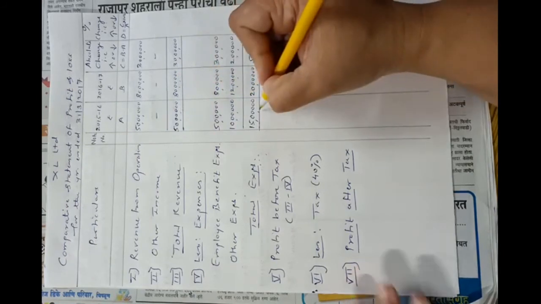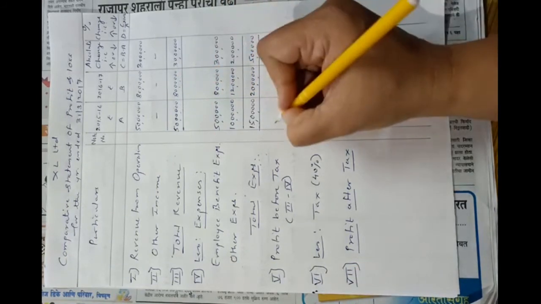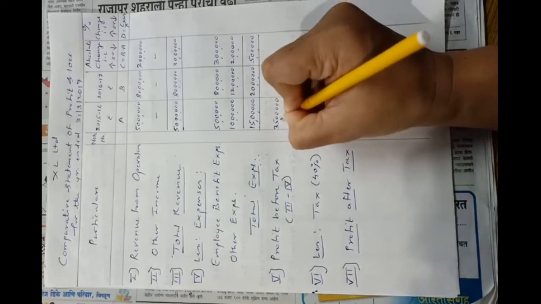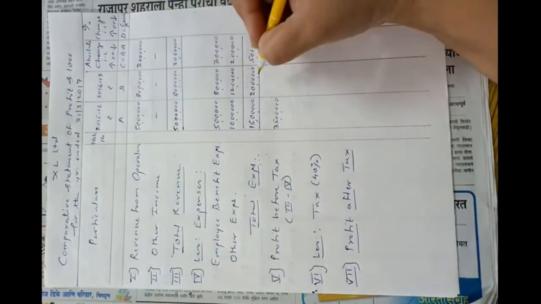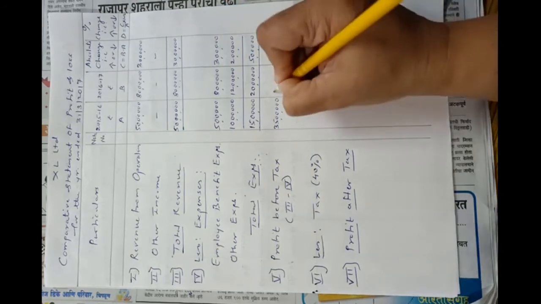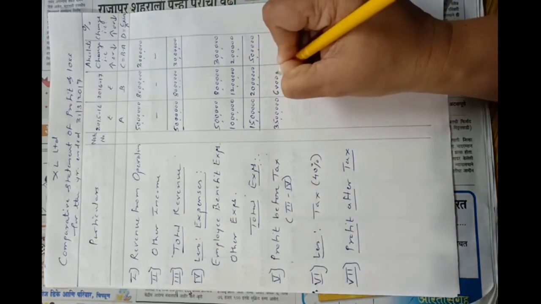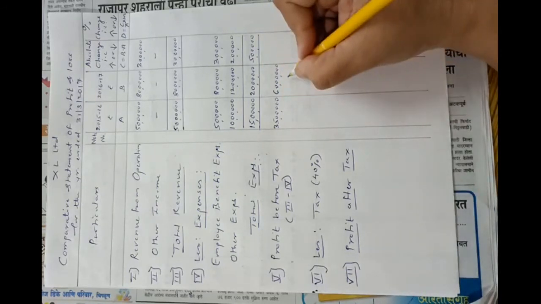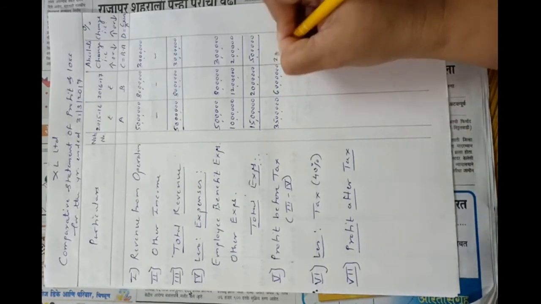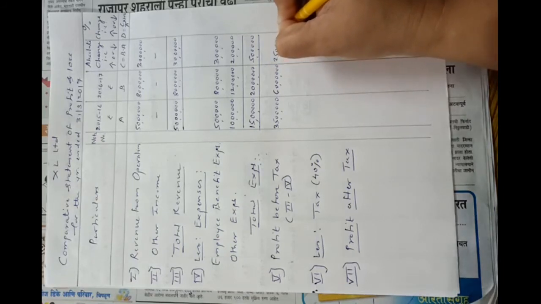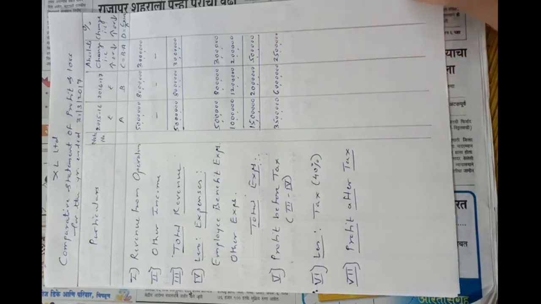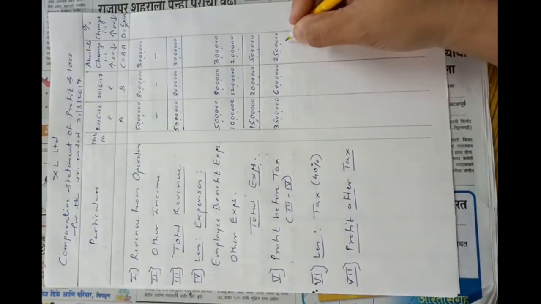Now profit before tax, 50 lakhs less 15 lakhs, so it is 35 lakhs. 80 lakhs minus 20 lakhs, so it is 60 lakhs. And there is an increase of 25 lakhs. That is the difference between 60 lakhs and 35 lakhs, 25 lakhs.